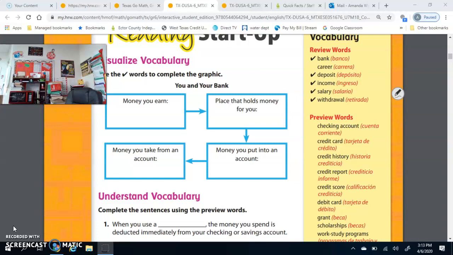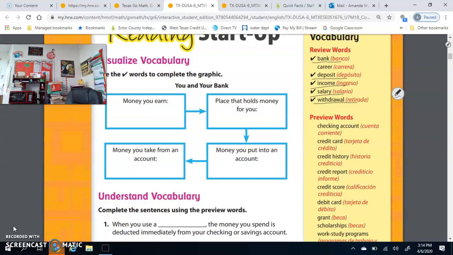Okay, so our new words for this whole unit are bank, deposit, income, salary, and withdrawal. Those are the first 5 words we're going to be using on page 527. So if you have your book open to 527, you can fill in the boxes along with me.